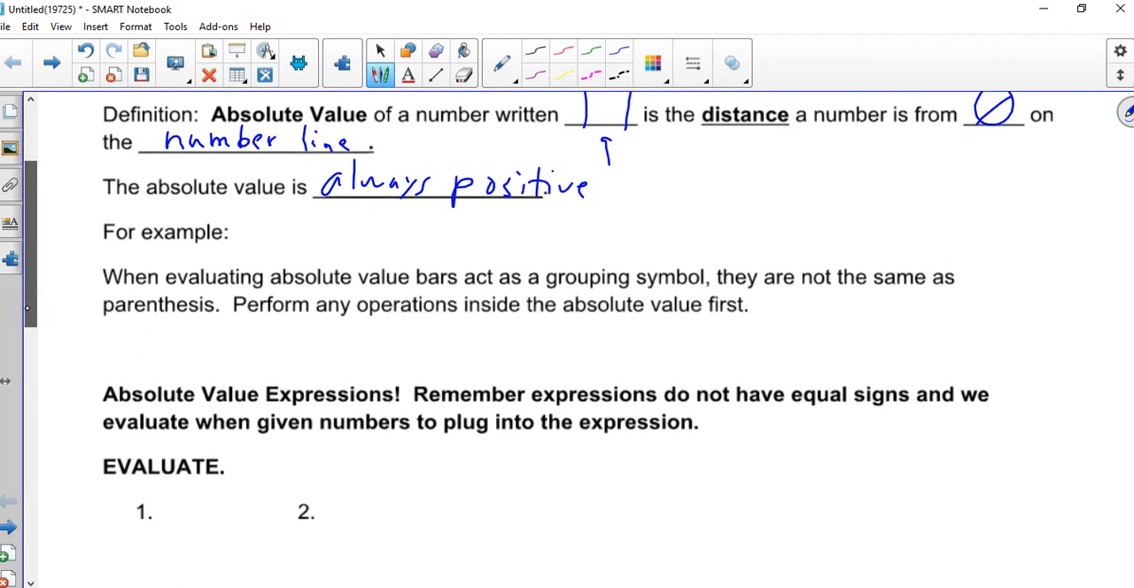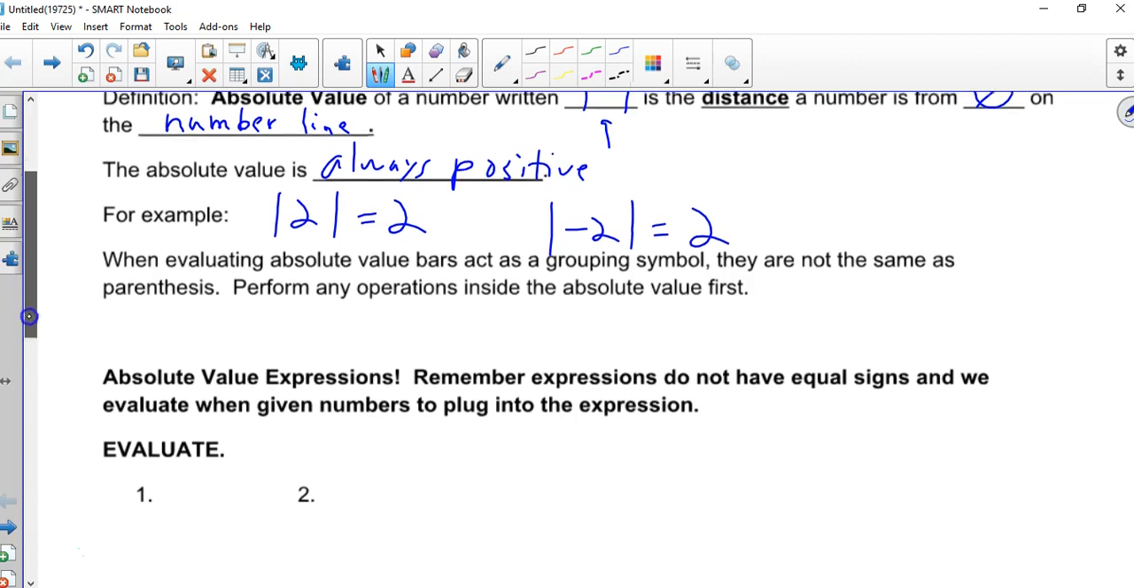So, for example, the absolute value of 2 is 2, because 2 is 2 spaces away from 0. But the number -2 is also 2 spaces away from 0. When evaluating, absolute value bars act as a grouping symbol. They're not the same as parentheses. Perform any operations inside the absolute value first. Like a grouping symbol, you go inside it first. But you can't distribute numbers like with parentheses.